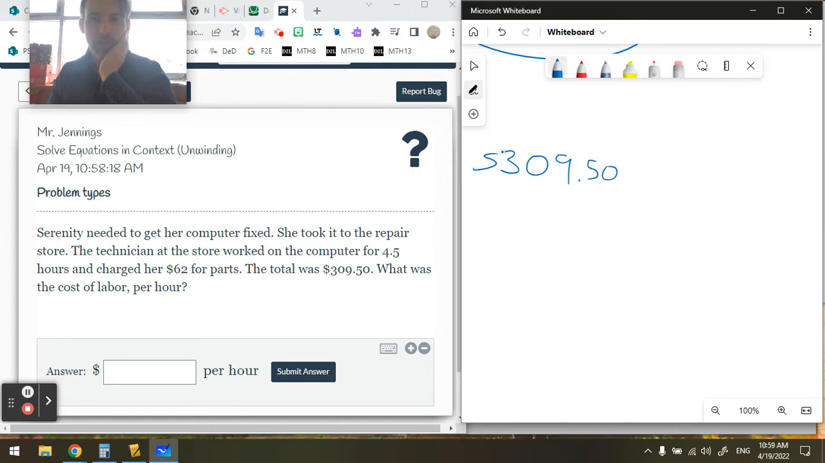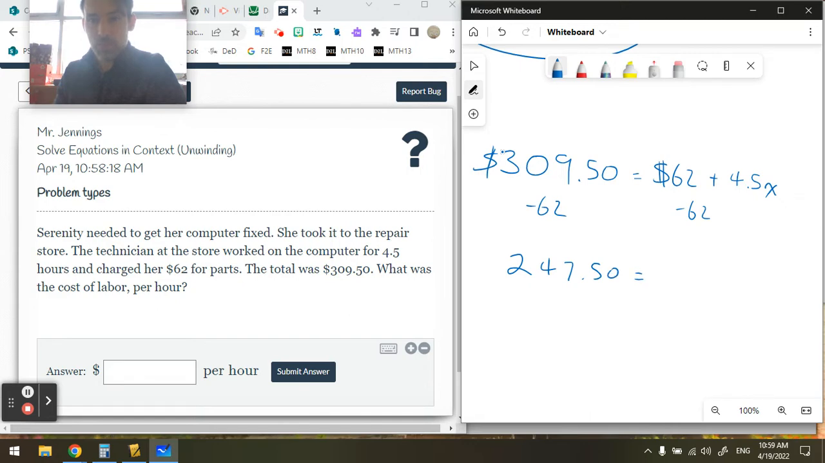So, what I'm going to do is I want to find out how we arrived at that total, 309.50. So, they got to that total by taking the amount for parts, which was $62, and then adding 4.5 hours multiplied by the cost of labor per hour. I'm not sure what it is, so I'm going to call it X. Now I'm going to find out X. So this is a two-step equation, and I have two things to remove. The first thing I'm going to do is subtract 62 from both sides. Always work off your loose addition and subtraction.